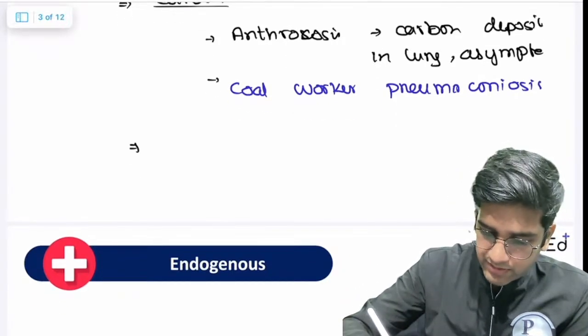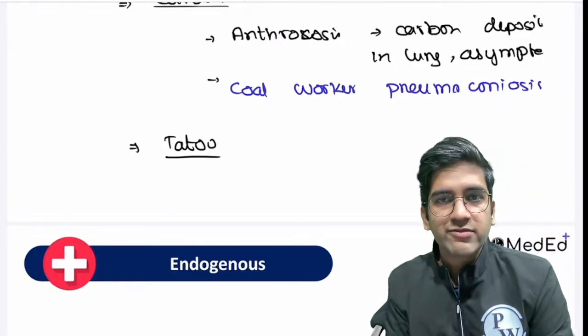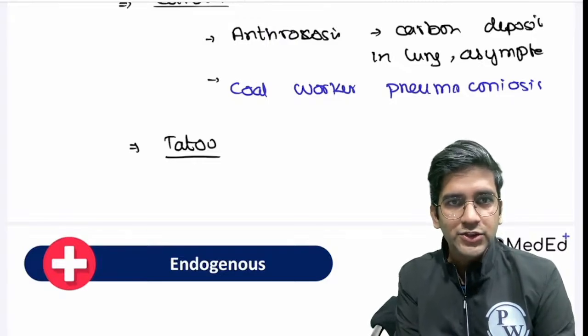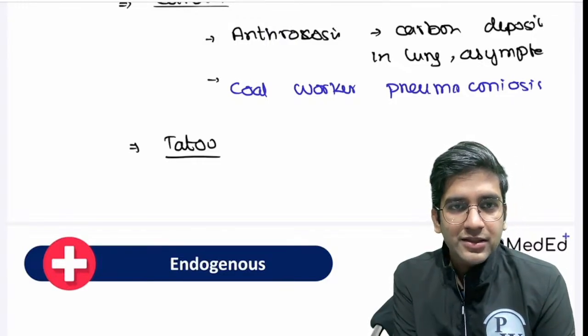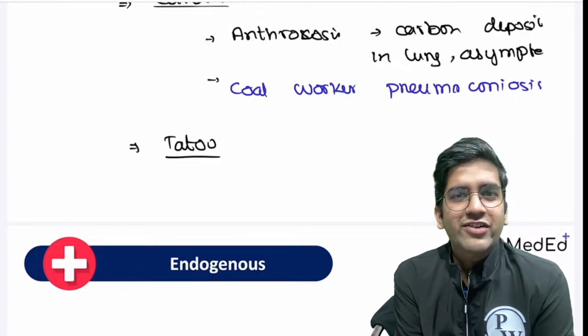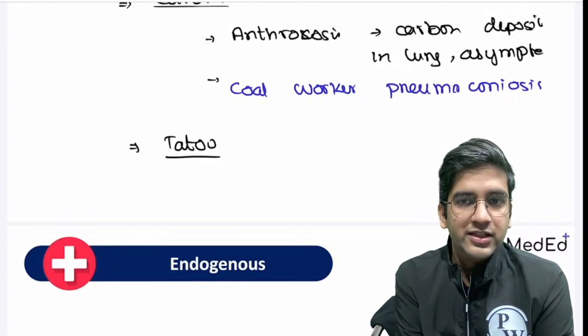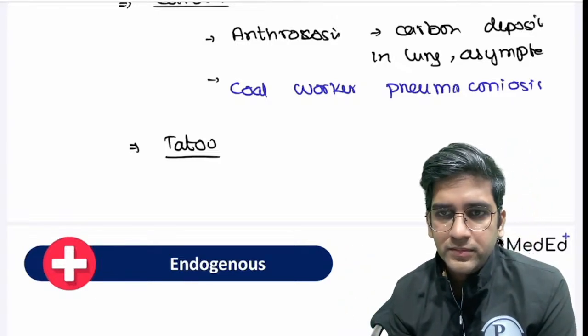And again, this simple thing, tattoo. Okay, tattoo. How many of you guys have tattoos here? Any one of you here? You don't? Okay. Tattoo, it's generally black in color, green in color, but these days we have very colorful tattoos. Based on the color of the ink I'm putting, that color will be reflected in the dermal macrophages, right? Tattoo is an exogenous pigment again.